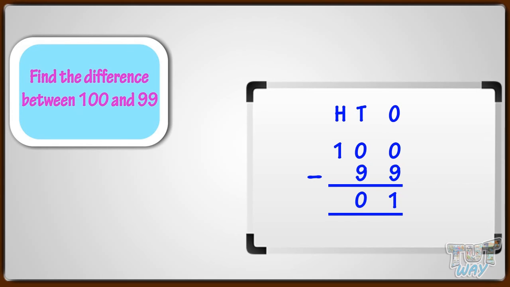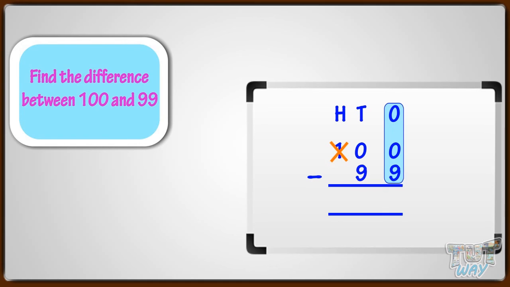So let's repeat this sum. First, find the difference between the numbers at ones place. We can't subtract 9 from 0, so what will we do now? We will borrow 1 from the number at tens place. Number at tens place is 0. It can't give us 1. So what will we do now? We will borrow 1 from hundreds place. The number at hundreds place is 1.